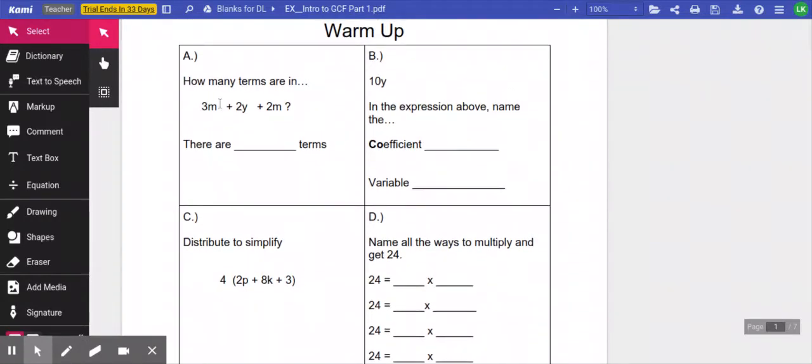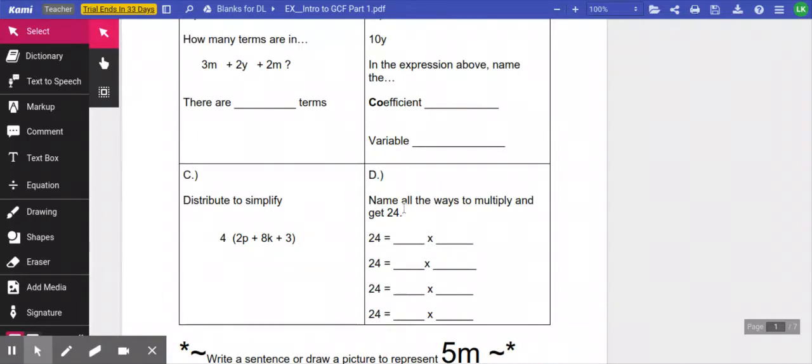The first one, how many terms are there in this expression? In this expression, 10y, which is the coefficient and which is the variable? C, distribute to simplify. So distribute the 4 to each of the 3 terms inside parentheses. Remember, distribute means to multiply, to pass out by multiplication.